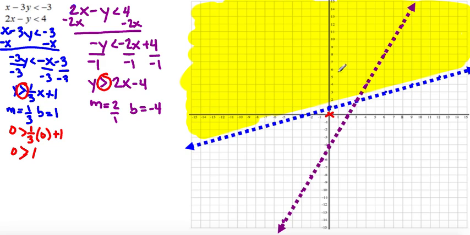Okay, and then I'm trying to figure out which way to shade. Do I shade to the right of the line or to the left of the line? So I'm plugging in the 0, 0 point. So I have 0 is greater than 2 times 0 minus 4. So 2 times 0 is 0. And then 0 minus 4 is negative 4. So 0 is greater than negative 4. And 0 is greater than negative 4, so I have to shade the left side, the side that includes the 0, 0 point.